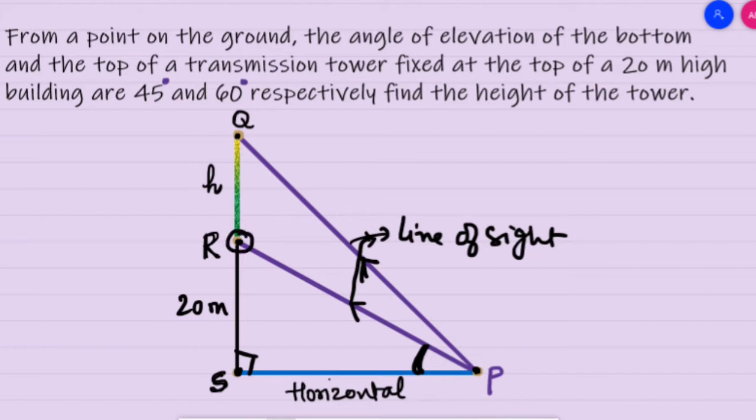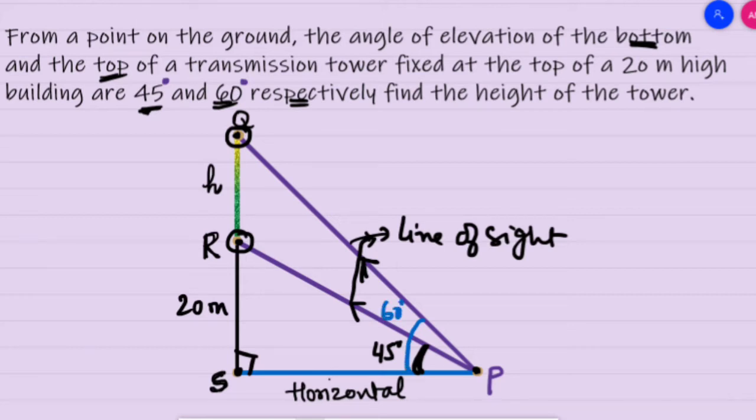This is the bottom of the tower, and at the bottom of the tower the angle of elevation is 45 degrees. See, bottom comes first and here 45 degrees comes first. Now see, top comes second and 60 degrees comes second. So respectively it is written here. First come first. So bottom 45 degrees, and the top of the tower is Q, and here it is 60 degrees. So let us show this as 60 degrees.